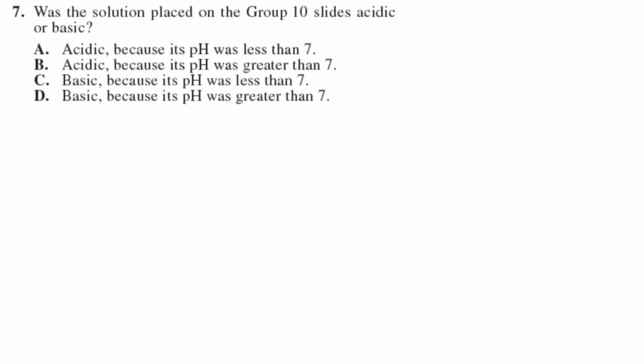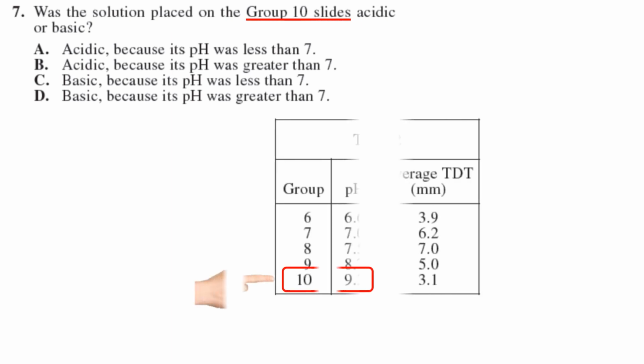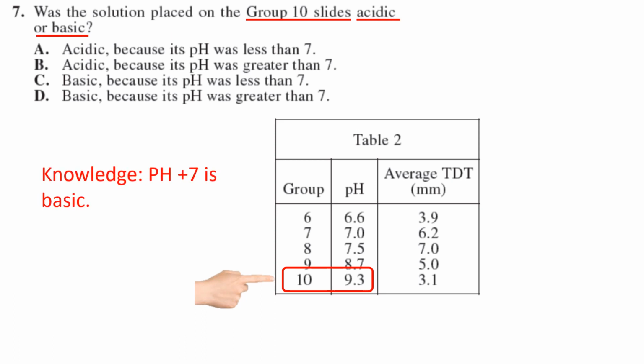J. What's the solution placed on group 10 slides? Acidic or basic? So it's a pH of 9.3. You have a little bit of knowledge here that a pH of anything above a 7 is basic. So D, basic, because the pH is greater than 7. This is the most common knowledge question on the ACT.